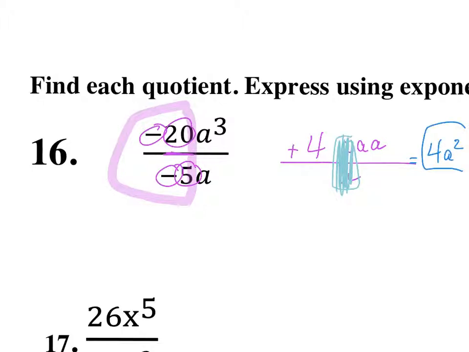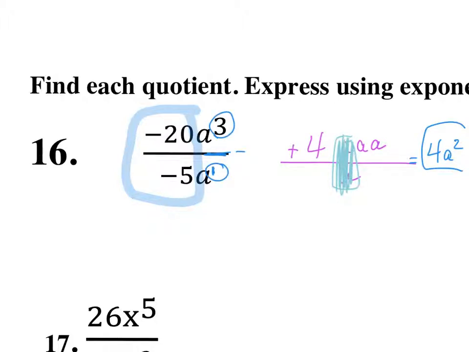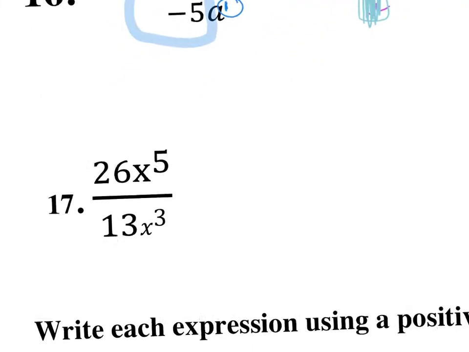That's your answer. If you wanted to do it the other way, you could just say negative 20 divided by negative 5 is positive 4, and a to the 3 over a to the 1 is a to the 3 minus 1, which is 2. Again, if the shortcut rule does not stick, write it out the long way.